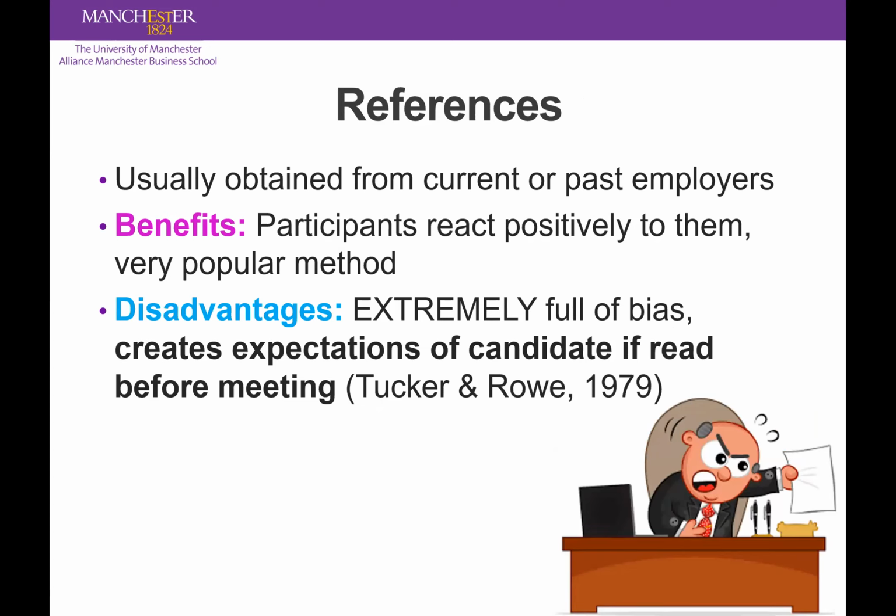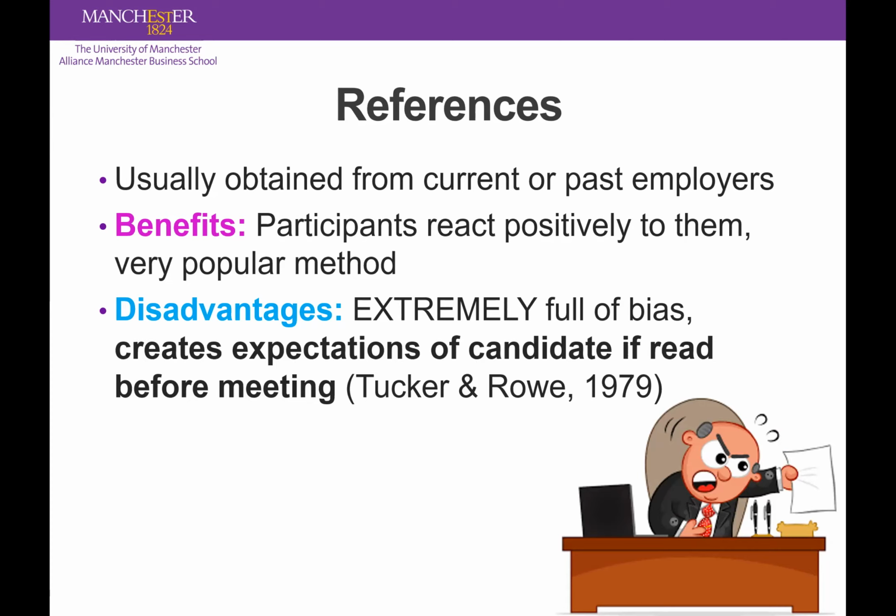Another method is references. They are usually obtained from current or past employers. The benefits could be that participants react positively to them. It is a very popular method, because you can get some support from external parties, the current or past employers, to make sure that someone is supporting them, that he or she is a good candidate. However, the drawbacks could be that it's extremely full of bias because it all depends on the referee's comments and feedback.